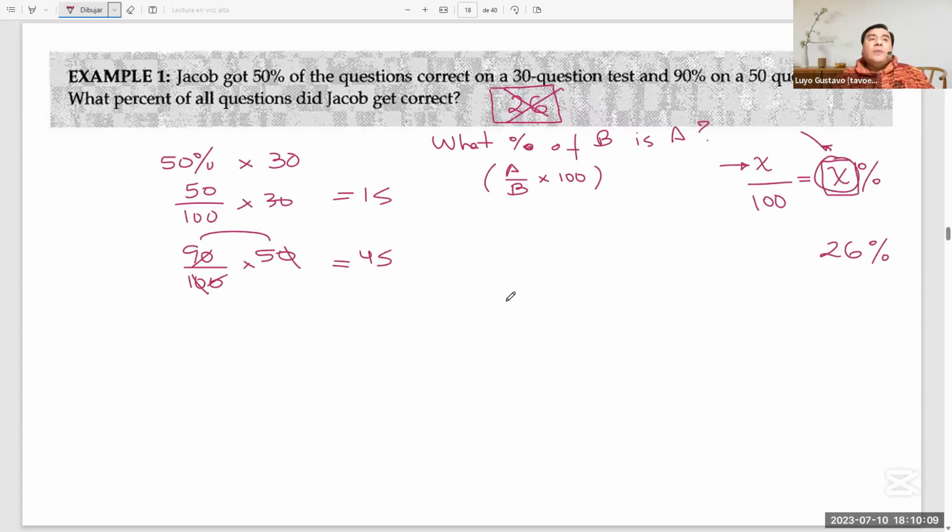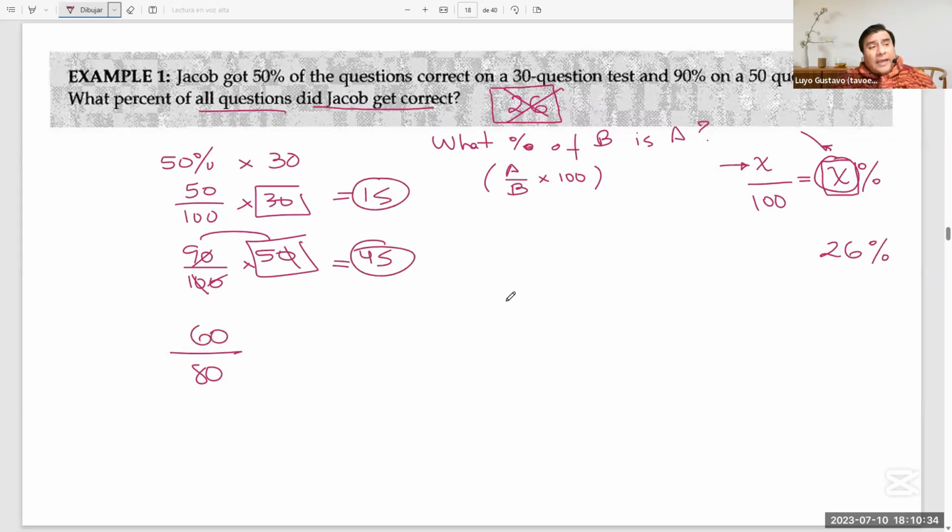So what is B? B is all questions. So how many questions did he answer in total? The sum of 30 and 50, right? So in the denominator, you have 80. In the numerator, how many questions did Jacob get correct? 15 plus 45. So that is 60 over 80 times 100.